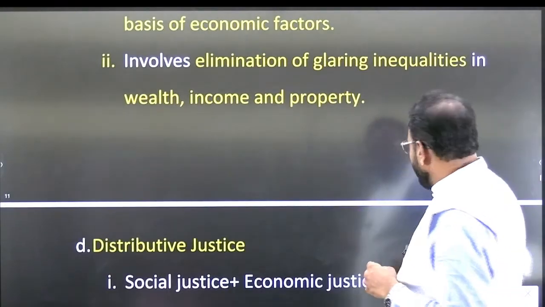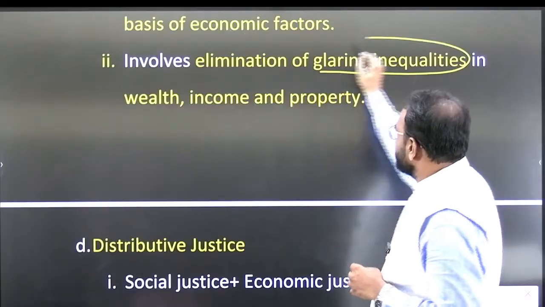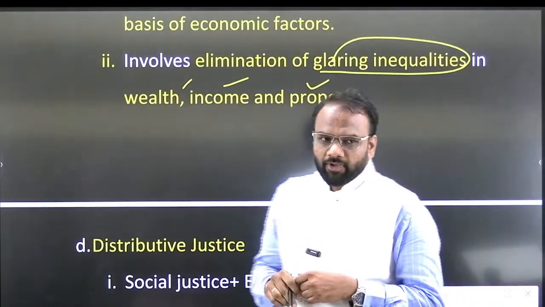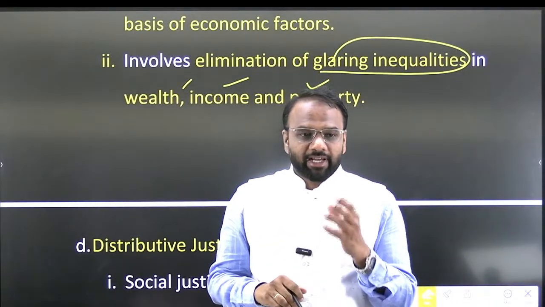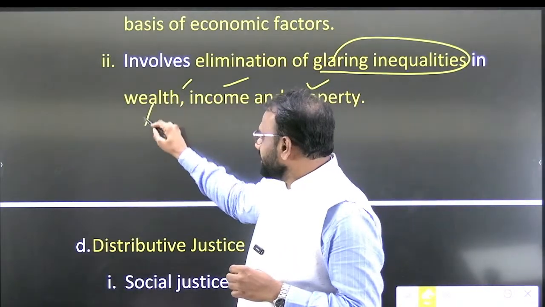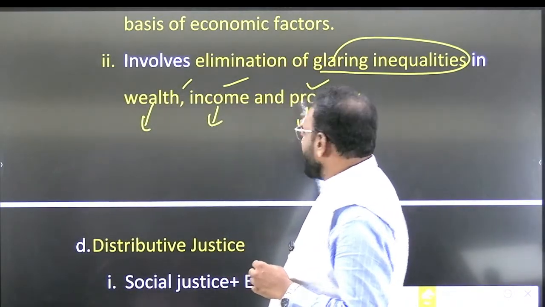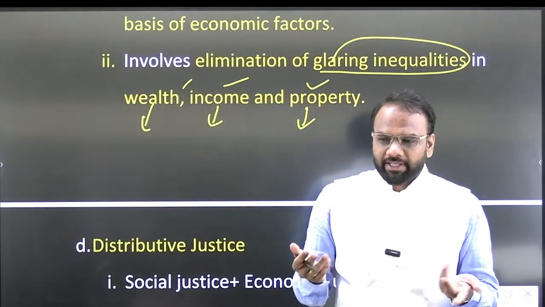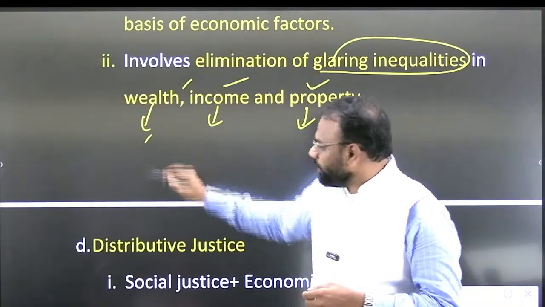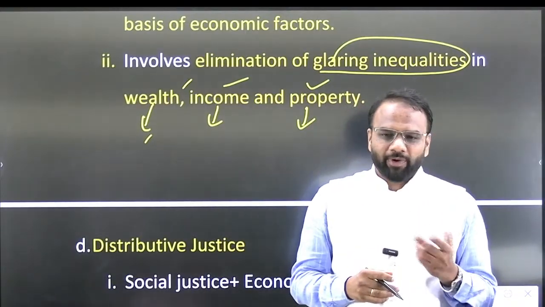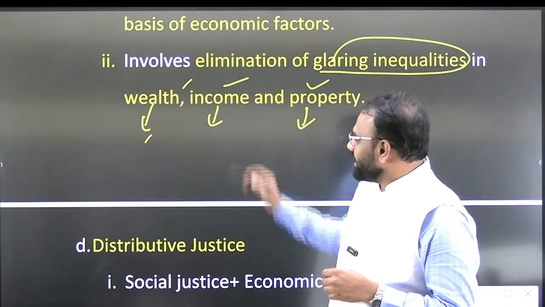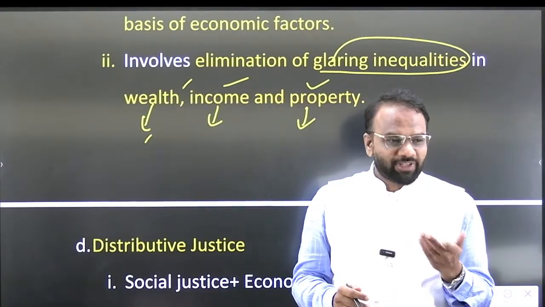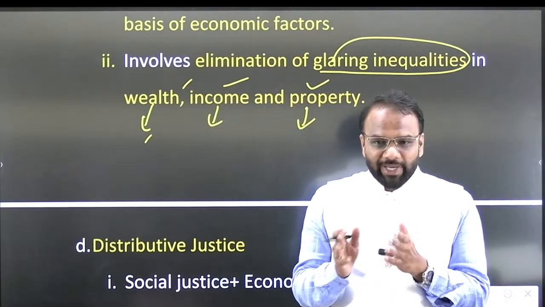It also involves elimination of glaring inequalities in wealth, income and property. Glaring means very clearly visible. So inequality in wealth, inequality in income, inequality in property. There are people who own thousands of acres, and there are people who are landless. There are people who have 100 kgs of gold, and some who don't even own 1 gram of gold. Similarly, income: some get crores every month, and some live on just thousands of rupees. So these inequalities do exist.